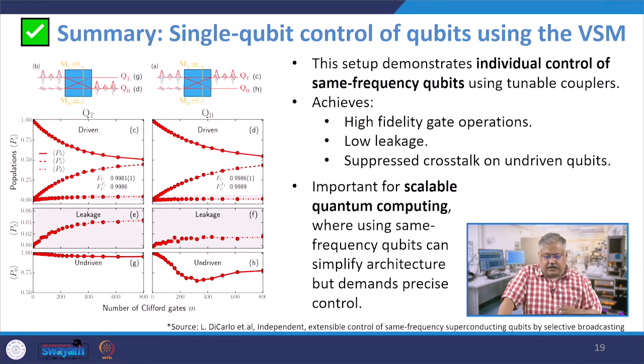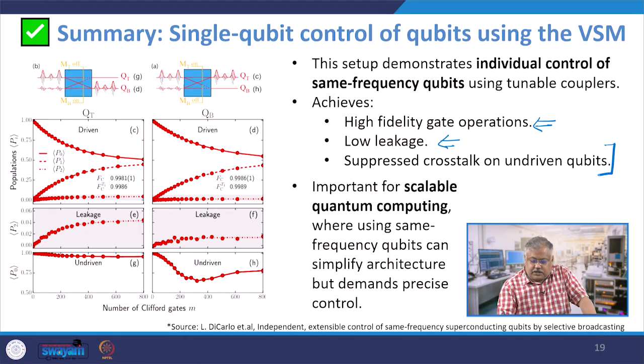So, let us summarize the single qubit operation. Again, the same graph is shown here, and we have obtained high fidelity gate operation. The leakage is relatively very low in this case, and we have been able to suppress the crosstalk. This is important for scalable computing, which means that if you start with 2 qubits, go to 4, 8, 16 and so on, I am still able to achieve high fidelity such that all the qubits can be controlled by the readout circuit individually, and that gives you scalability in quantum computing.